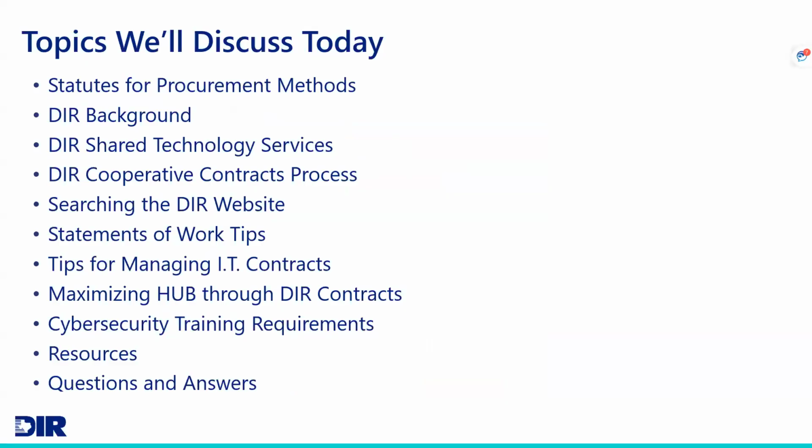So what we're going to talk about today: we're going to talk about some statutes for procurement methods and how those apply to IT. I'm going to give you a little DIR background, and then we'll talk about our program areas, our shared technology services, our co-op contracts. I'm going to give you a demo on how to search the DIR website. I'm going to talk about some statement of work tips, as well as managing IT contracts with our cooperative contracts program. We'll talk briefly about HUB opportunities and how you can utilize those. We'll talk about cybersecurity training requirements, and then we'll wrap up and leave you with some resources.